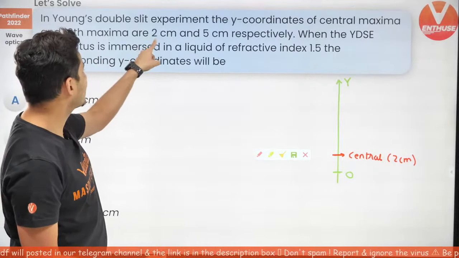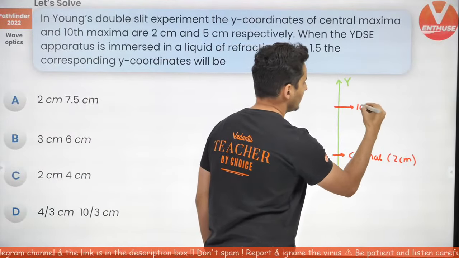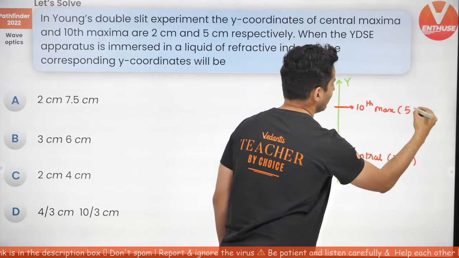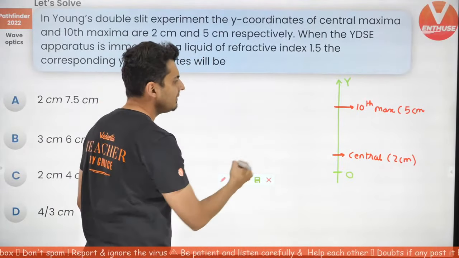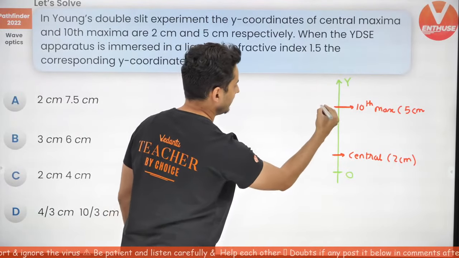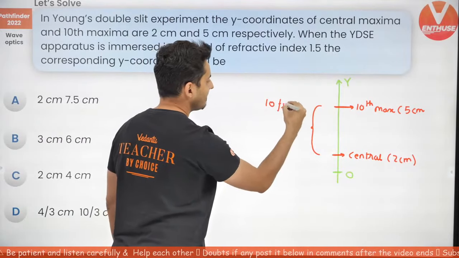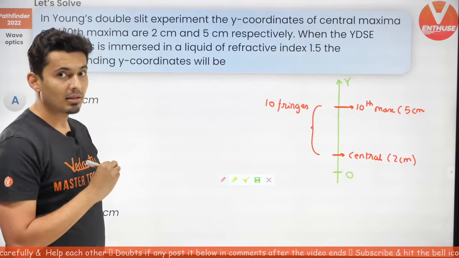Now, the 10th maxima is at 5 centimeters. The 10th maxima is somewhere over here. 10th maxima means how many fringes are there between this point and this point? Obviously, 10 fringes are there. Correct? 10 fringes are there.